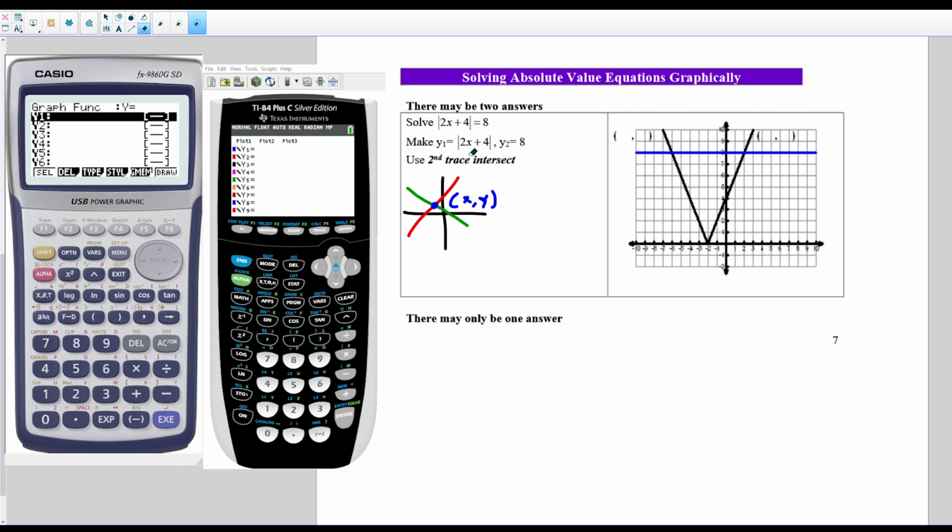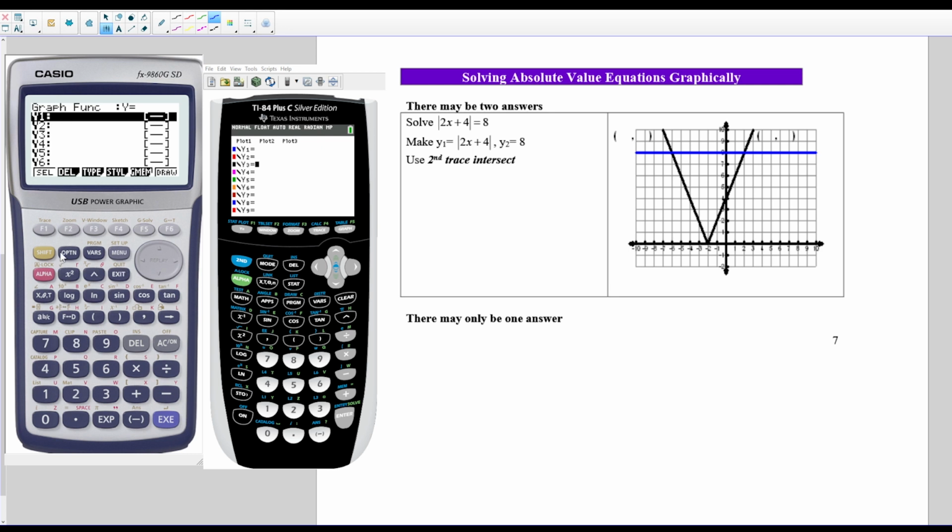Nothing's going to change when it comes to solving absolute value equations graphically. All we're going to do in this case is make the left side of our equation equal to y1 and the right side of our equation equal to y2. Let's go ahead and see what that looks like on a Casio calculator.